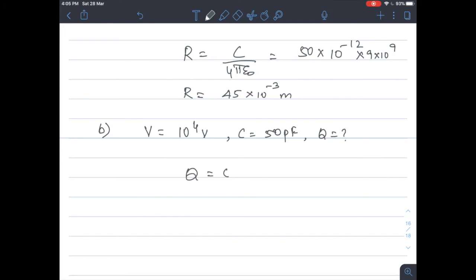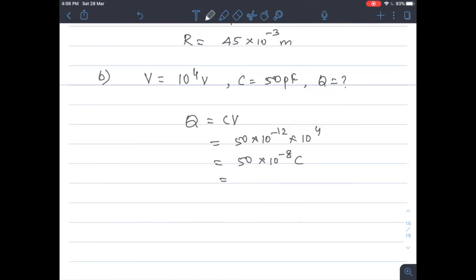So Q is equal to C into V. So what is C? 50 into 10 power minus 12, and V is 10 power 4. So it is going to be 50 into 10 power minus 8 coulombs. It is going to be 0.5 micro coulombs.